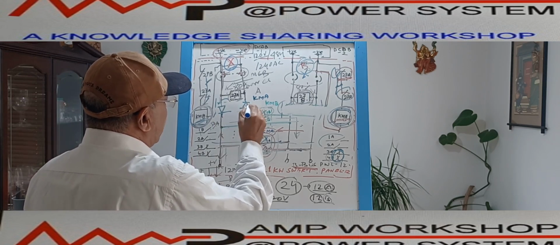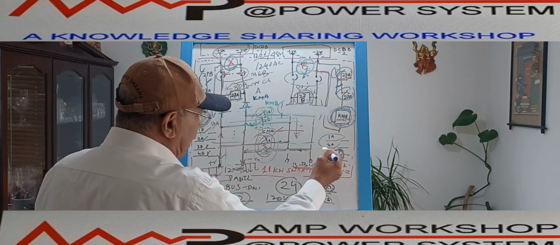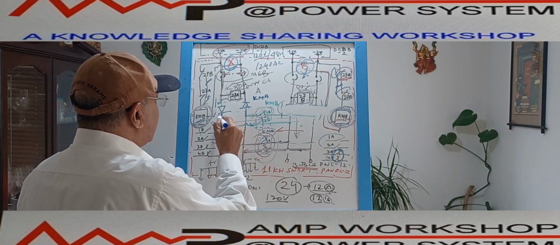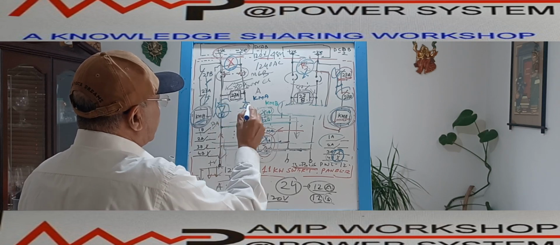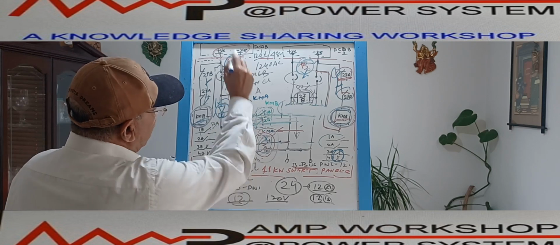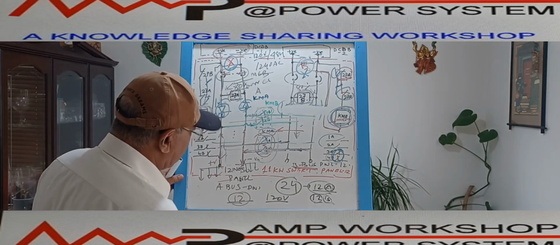So in normal condition, power will flow, but when power is coming from here to here, then this becomes positive and this becomes negative. So it will be reverse biased and this also reverse biased, so this power will not go. That way also we can do it instead of the NC contact. Okay, so this is the arrangement.